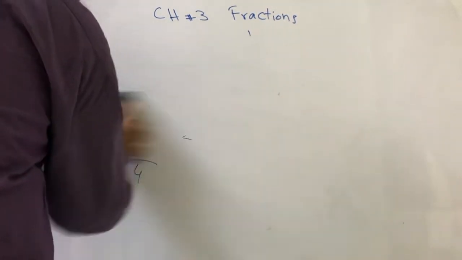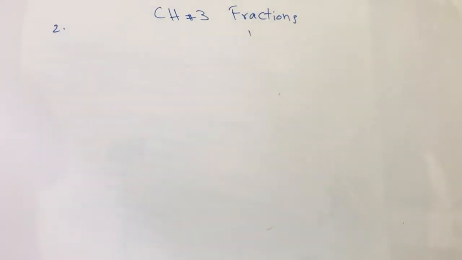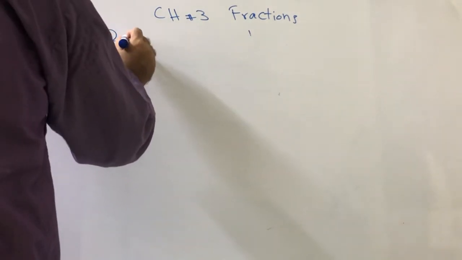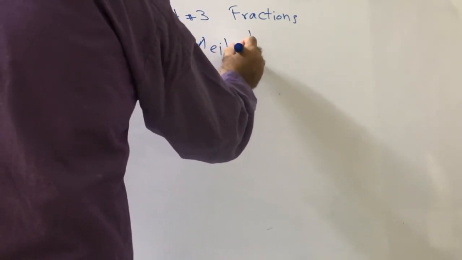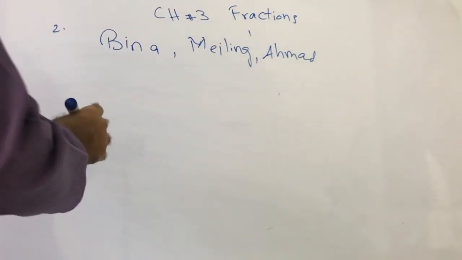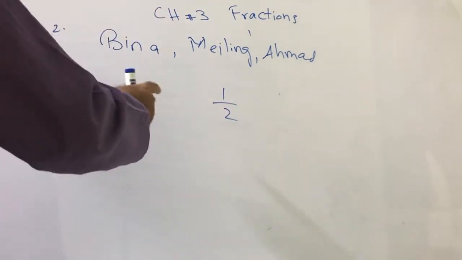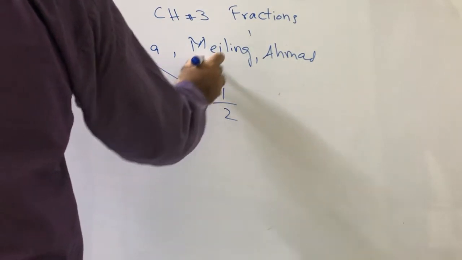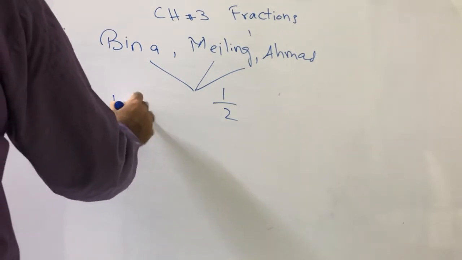Then we will be going for the second point, second question on page number 35. Bina, Miling and Ahmad share 1 over 2 of a pizza equally. What fraction of the pizza does each child receive? So there are 3 children, Bina, then Miling and also Ahmad. We need to give them pizza and they share 1 over 2 of a pizza equally. There is half pizza, 1 over 2. We need to divide this in these 3 persons.